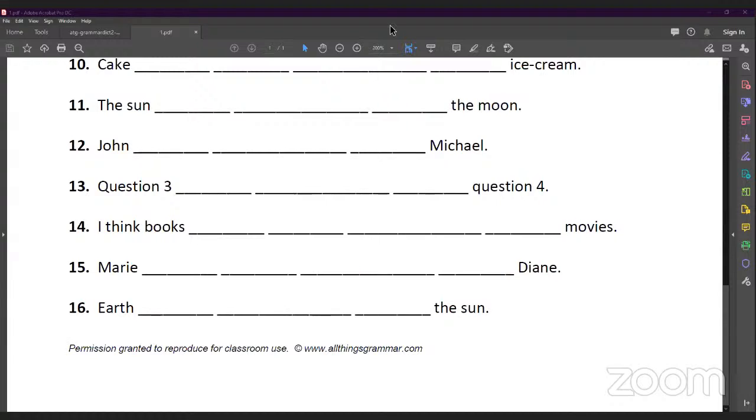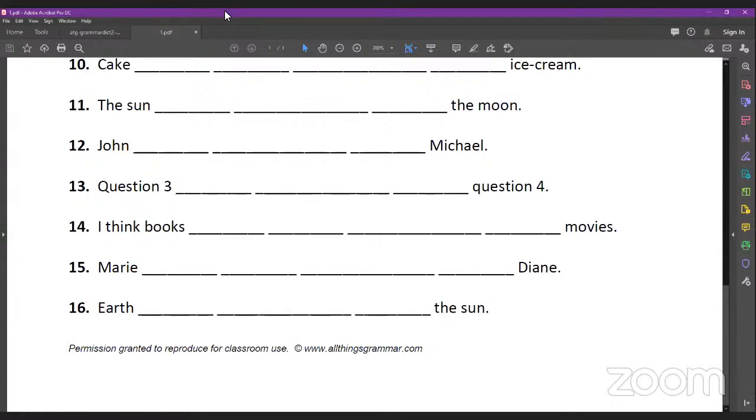14 and 16. Hi, hello, mister. Thank you. 14 and 16, please. Books are more interesting than movies. Mary is more careful than Diana. Good. Last one. 16. Another one, please. Earth is smaller than the sun. But remember, Earth is smaller is the comparative form. Smaller. Good. Let me stop here. Let's continue.